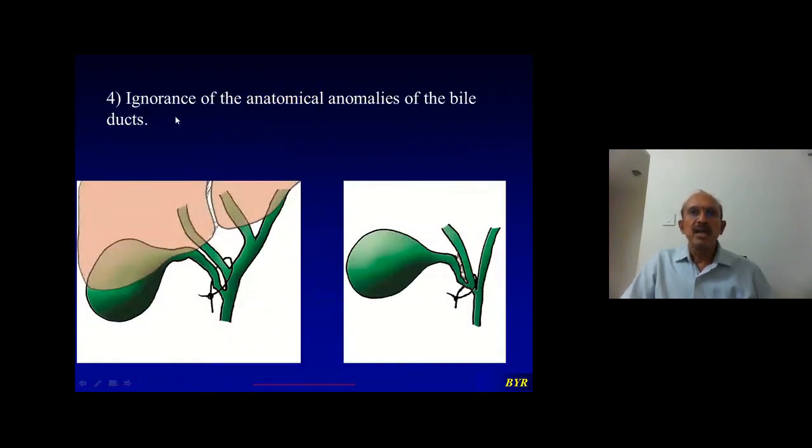Fourth is ignorance of anatomical anomalies of the bile ducts. We have studied that various anomalies are there. So if these anomalies are present, you may mistake one of the branches of the hepatic duct for the cystic duct, and you may put a ligature over that.